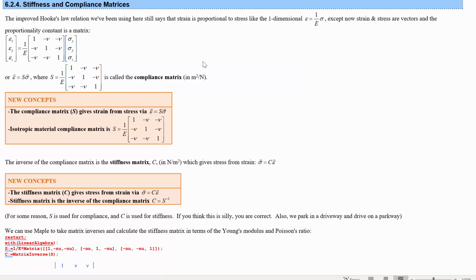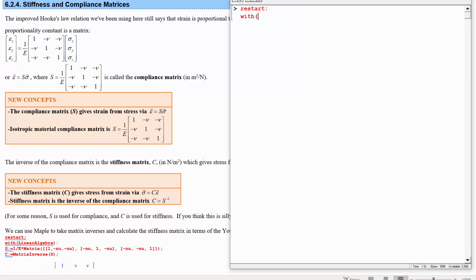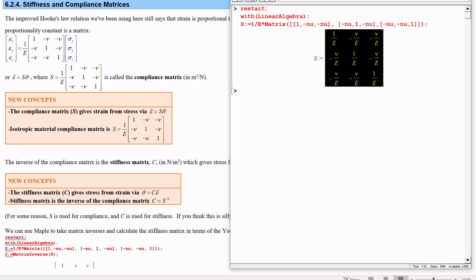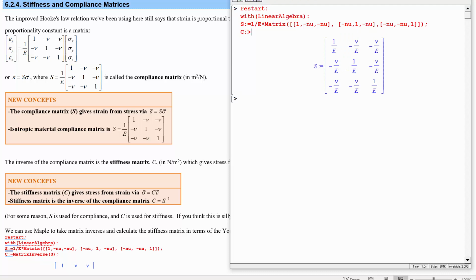All right, so here was our compliance matrix. What about the stiffness matrix? It's supposed to be the inverse, so we can figure this out in Maple by including the linear algebra package and then defining S as 1 over E times the matrix of 1, negative nu, negative nu, negative nu, 1, negative nu, and negative nu, negative nu, and 1. That should work. Okay, and now let's take the inverse of this. C is equal to matrix inverse of S.